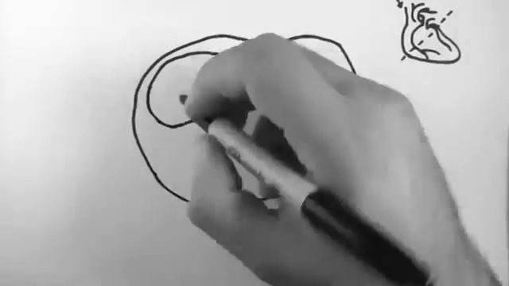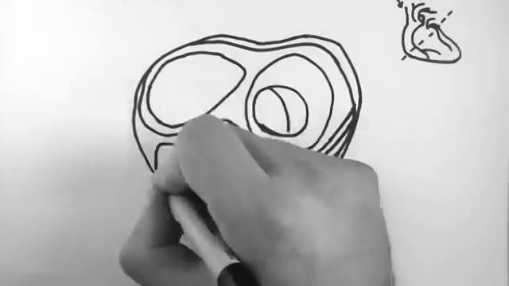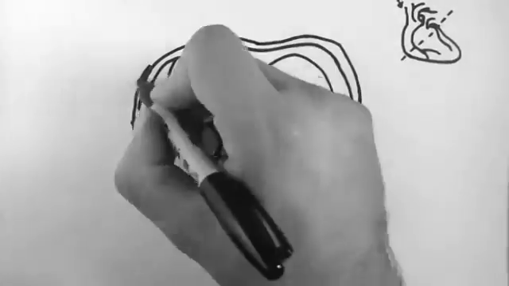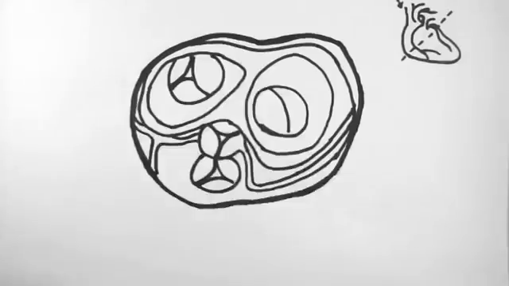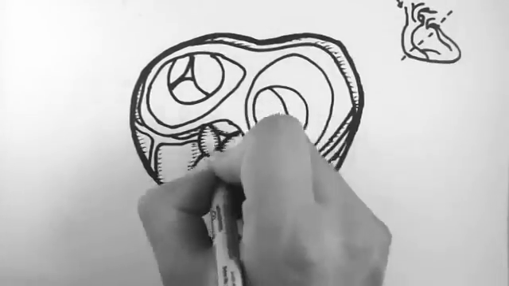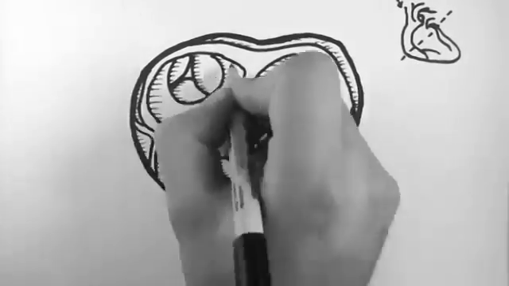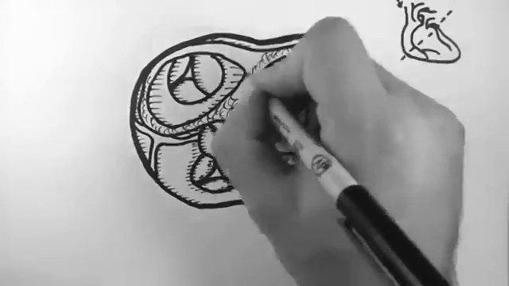So let me just draw this up quickly. Now just note that the left is on the right and the right is on the left. And I've done this to match up with the previous video on the anatomy of the heart, in which we looked at the heart from the anterior aspect.